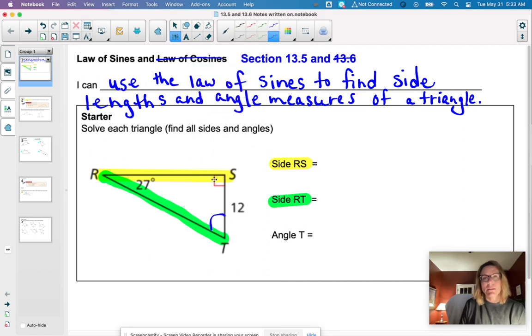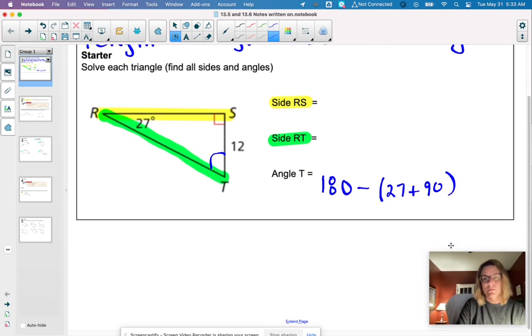And we know that since this is a right triangle, this angle is 90 degrees. This angle is 27 degrees. So to find angle T, all we have to do is take the total, which is, we know the total of all the angles added together is 180, and subtract off the 27 and the 90. So 180 minus 27 plus 90 is going to be 63 degrees. So this is 63 degrees.